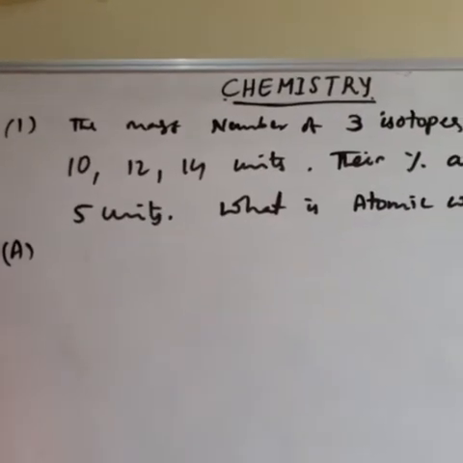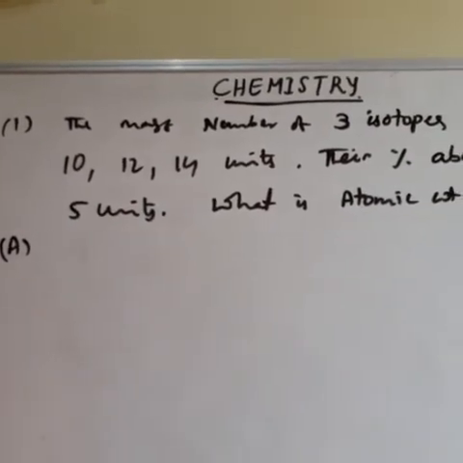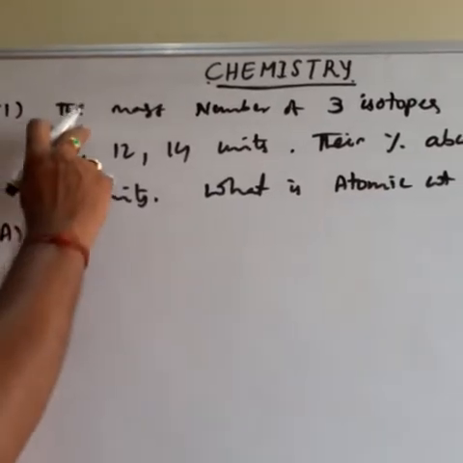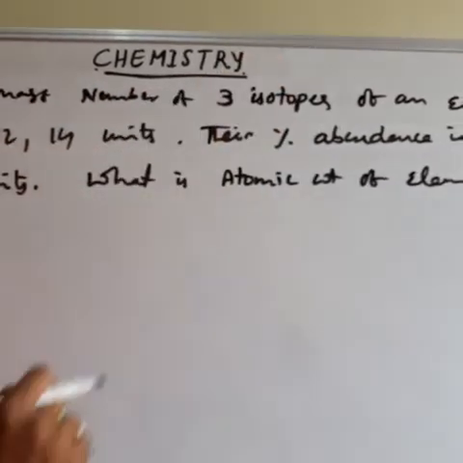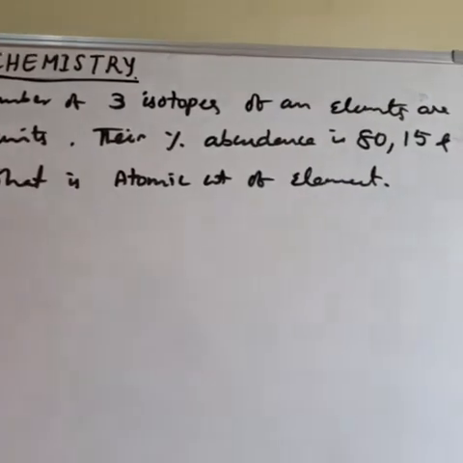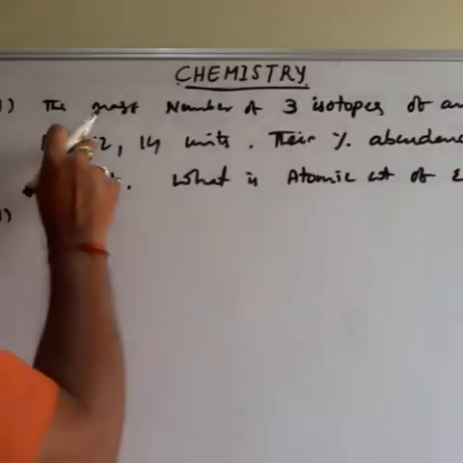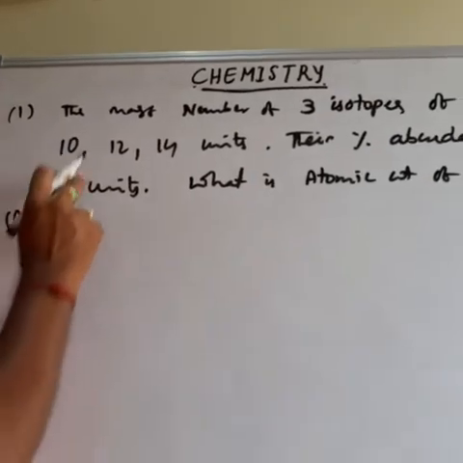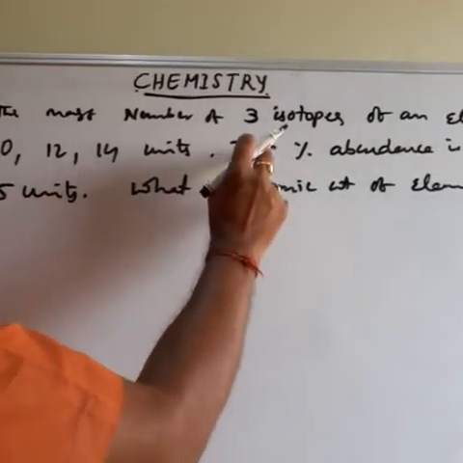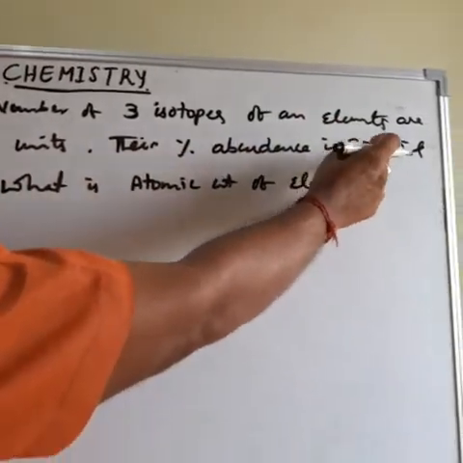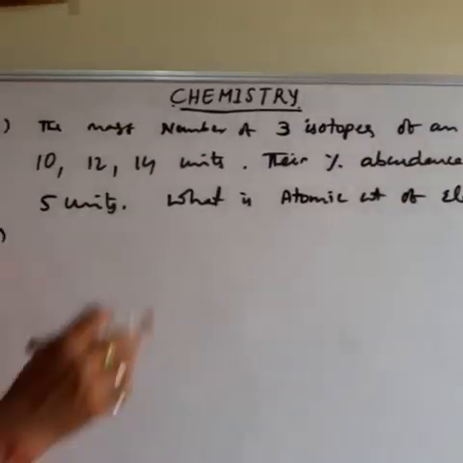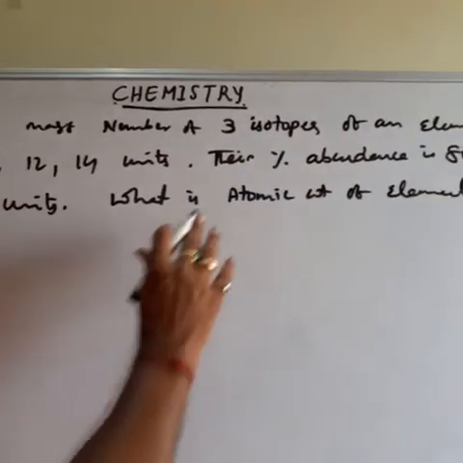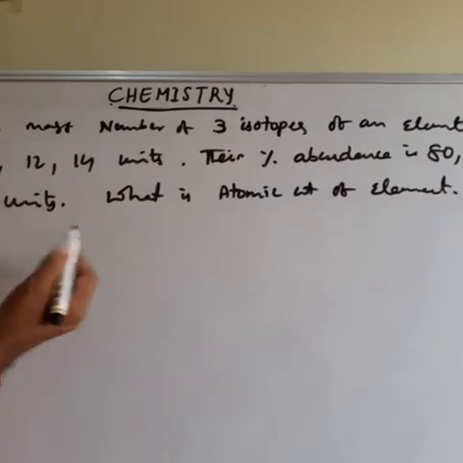Then see the first problem. It is based on the isotopes. The mass numbers of 3 isotopes of an element are 10, 12, 14. These are mass numbers, meaning atomic weight. Their percentage abundances are 80, 15 and 5. What is the atomic weight or average atomic weight of the element? Just now I told the formula.